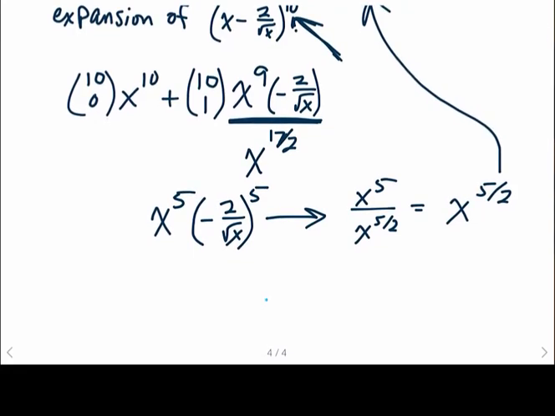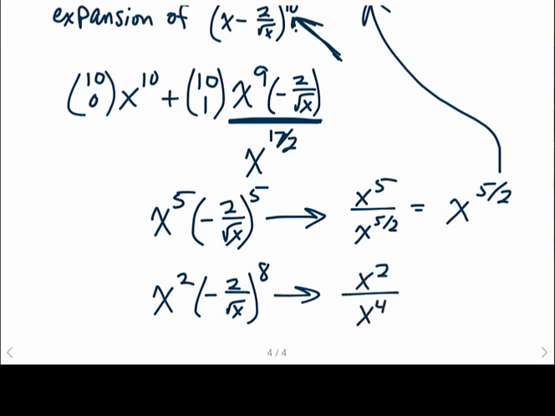Let's go with x squared, see what happens there. If the term has an x squared in it as the first factor, then the negative 2 over the square root of x would have an eighth power. That would give me x squared divided by x to the fourth power, and now we're looking at x to the negative 2, and we just went in the wrong direction.